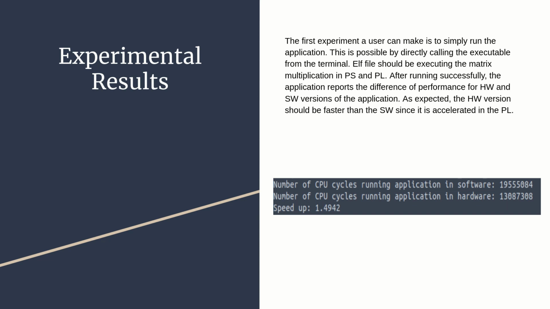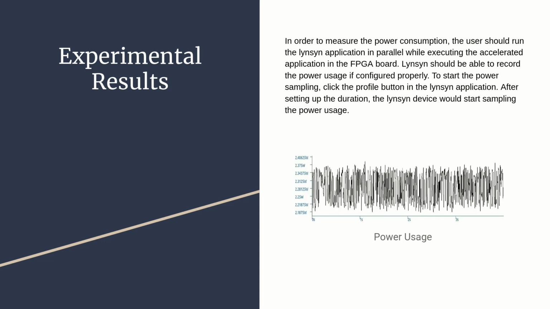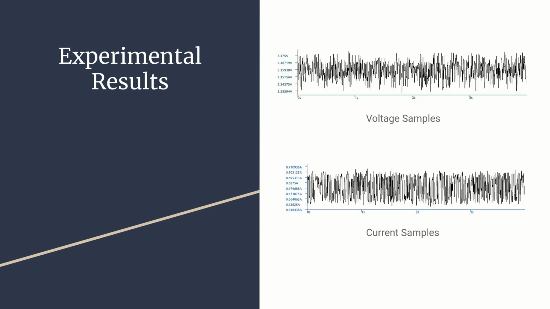And in terms of experimental results, as I mentioned before, the first part of our application tells us the difference between the hardware and the software version of our function, and as expected, the hardware version is slightly faster than the software version. And the second part of our application is about power consumption. It's about monitoring the power consumption, and this number is actually the power usage while we are running our application on the VCS1. It's around 2.5 watts, which is not a bad number at all, and it's not limited only by this, and you can obtain also the voltage samples and the current samples as well.